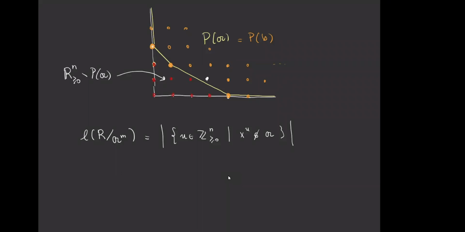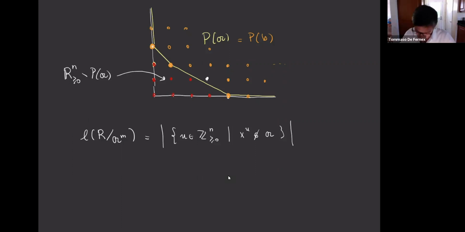Tommaso, sorry. Yes. You mean the length of R modulo A, not modulo A to the M. Well, because I'm going to do, yeah, so let's take M equal to 1, but let me write M there. So in the picture it is for M equal to 1, but I can do the same picture for every power of A, because at the end of the day, I want to take a limit.